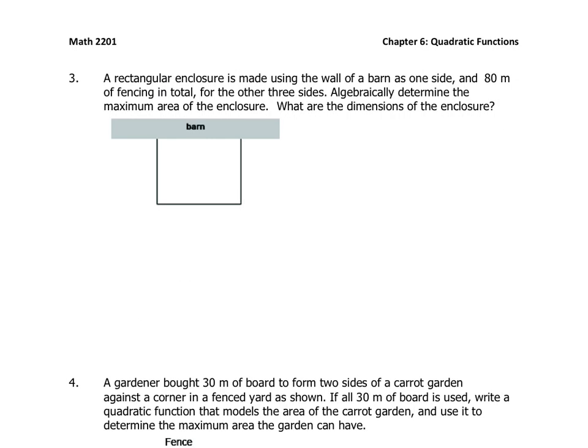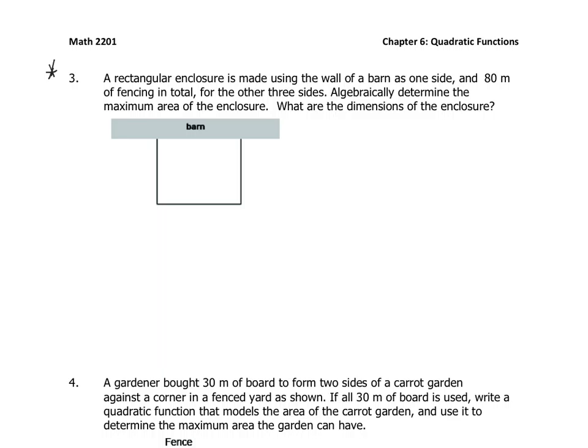Okay, the next type of question is a very important type of question that you need to know. These questions a lot of times will show up on your tests or assignments and even exams. So these are the max area type problems. It says a rectangular enclosure is made using the wall of a barn as one side and 80 meters of fencing in total for the other 3 sides. Algebraically determine the maximum area of the enclosure.